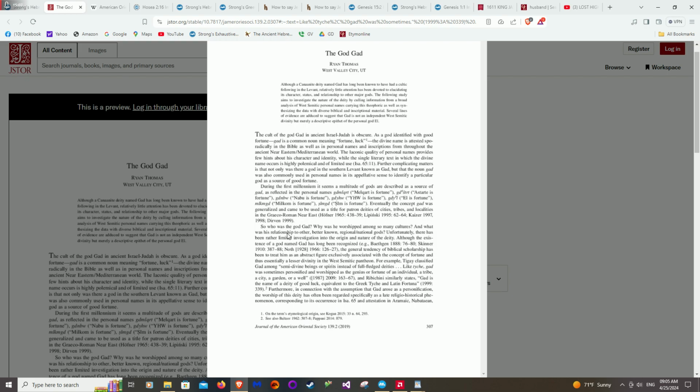It goes into it here. It said that eventually the concept of God was generalized and came to be used as a title for patron deities of cities, tribes, and localities in the Greco-Roman Near East. I didn't know Greco was spelled with an A before the E. And it says, so who was the god Gad, and why was he worshipped? It's hard to say, but the existence of a god named Gad has long been recognized.